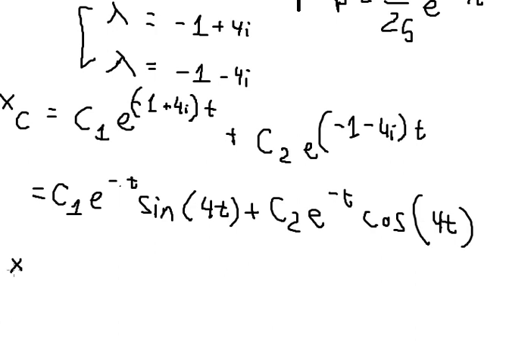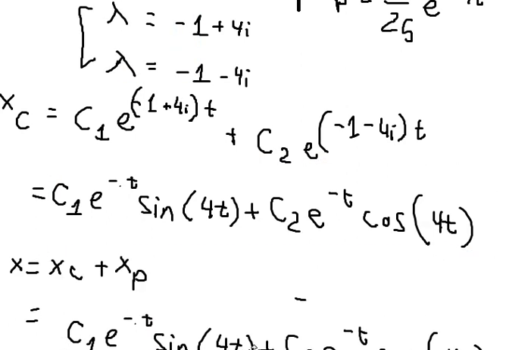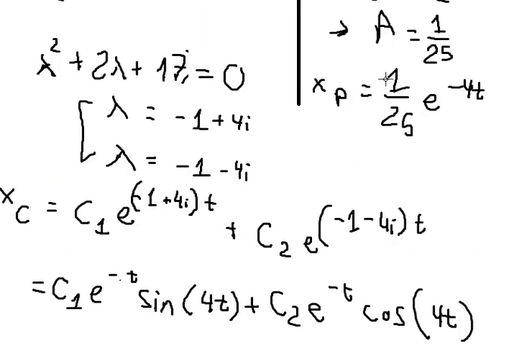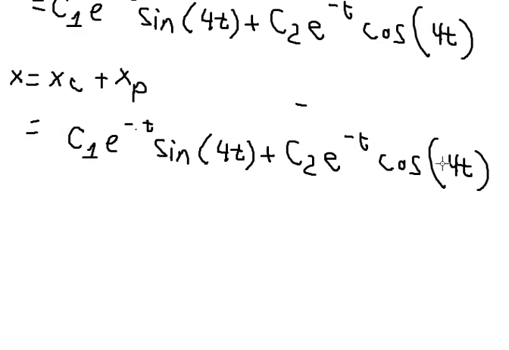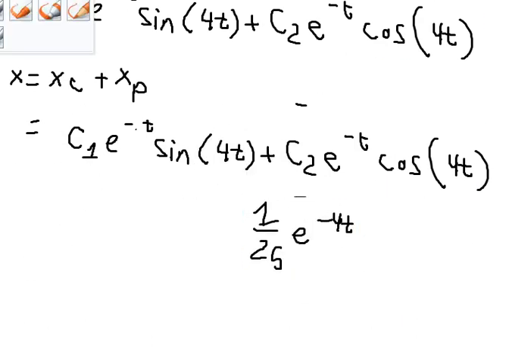So we have s equal to s_c plus s_p. For s_c, we have this one. For s_p, that's this one. So we sum the two of them.